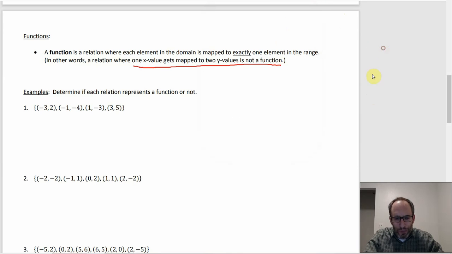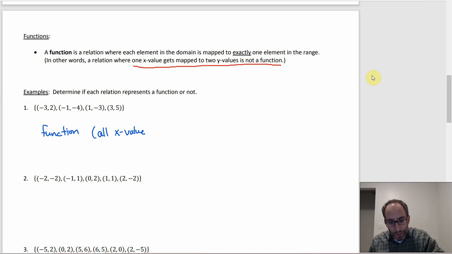So that first one, if we look at those, our x values are -3, -1, 1, and 3. Well, those are all different. And if they're all different, there's no way you could have one x value getting mapped to two y values. I keep trying to say that backwards for some reason. But this one is a function because the thing that causes trouble never happens. And the reason that this works is because all of the x values are different.